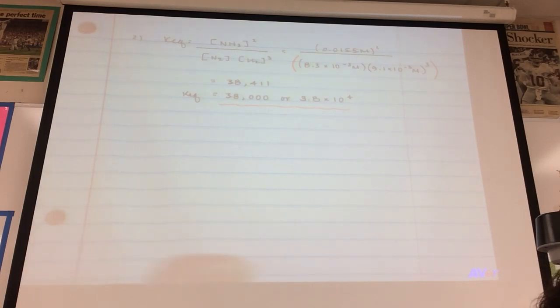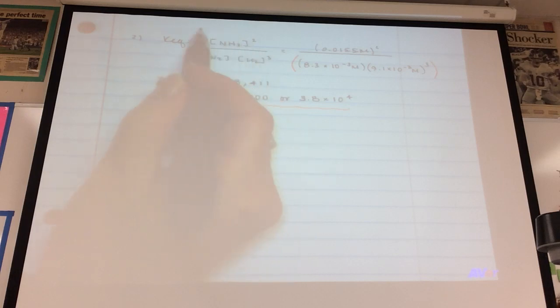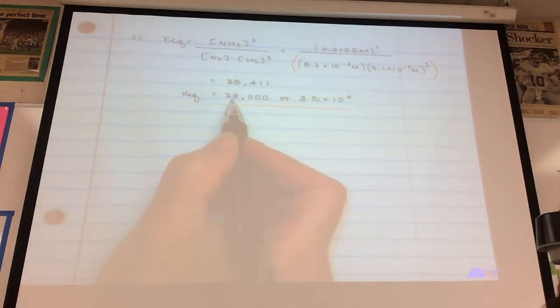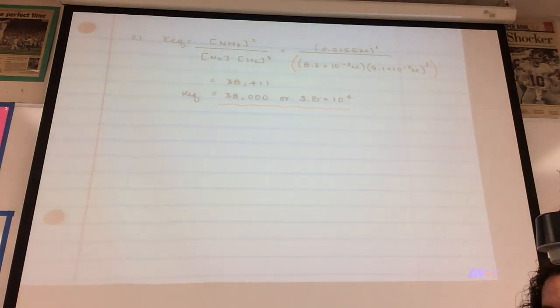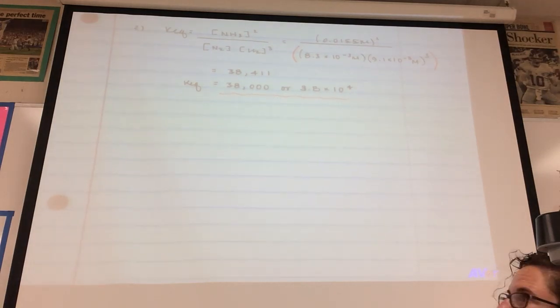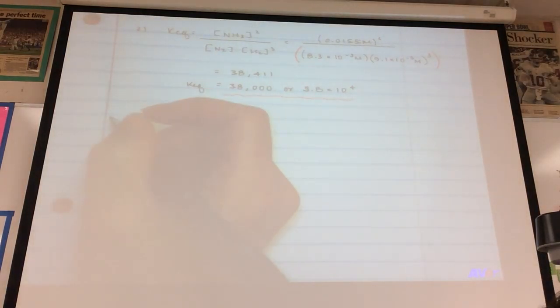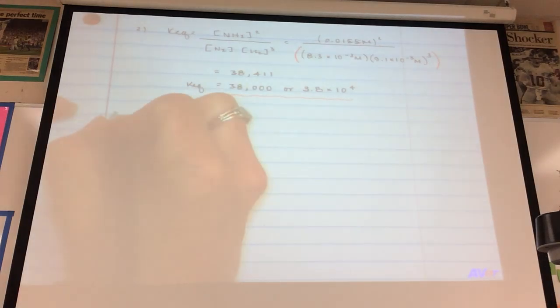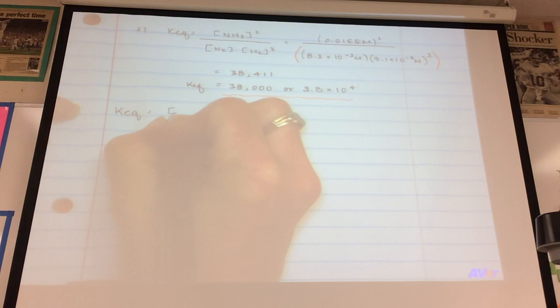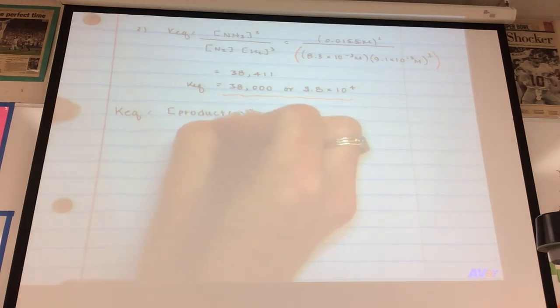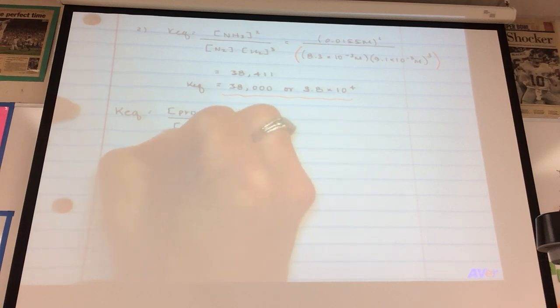All right, so you know how to write a KEQ expression. You know how to solve for KEQ. We want to be able to interpret KEQ, and a lot of this is written out for you. I'd like to try a simpler approach. I don't really like to memorize. I like to understand. So we know that KEQ is equal to concentration of products over concentration of reactants.